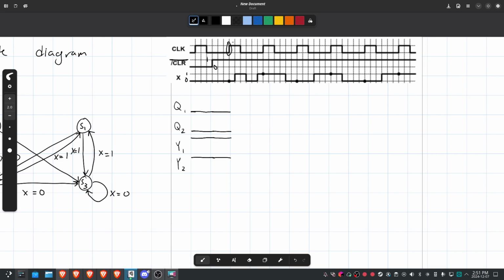Now what happens at this point? X is 0, clear is 0, so things will happen. And we're on the rising edge. So Y1 and Y2 get copied to Q1 and Q2.